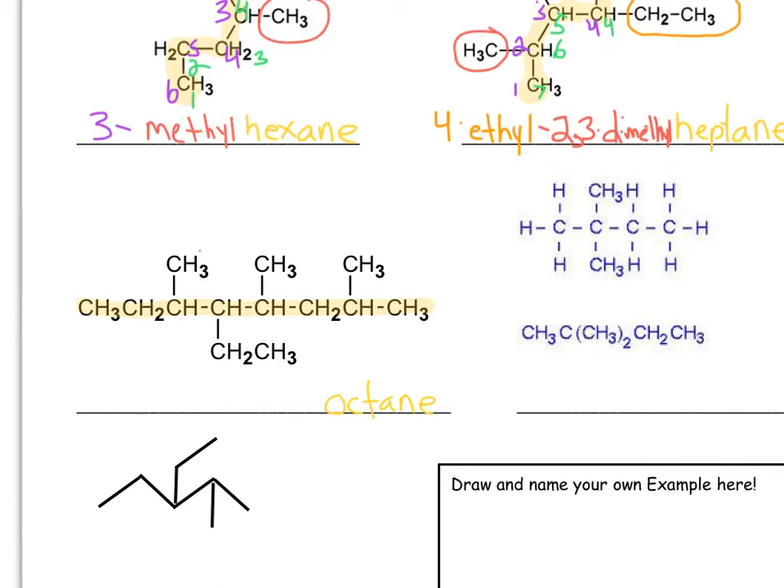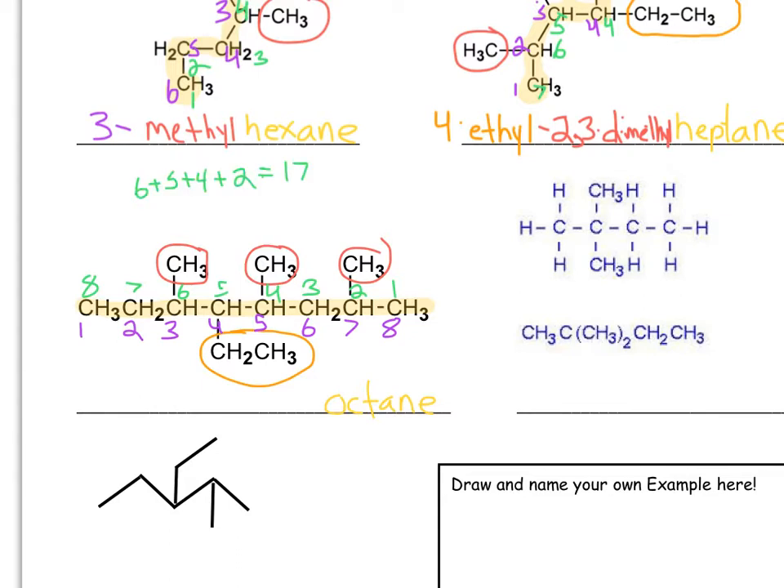We look at our side groups, we have a methyl here, a methyl here, and a methyl here. And we have an ethyl here. So we need to number. So we have our 2 numbers here. We have to add them up. So if we add up the green, it equals 17. And if we add up the purple, it equals 19. So we're not going to use purple. We're going to use the green numbers. So then its name is going to be 5-ethyl-2,4,6-trimethyloctane. You need to put those in numerical order, all in one word.